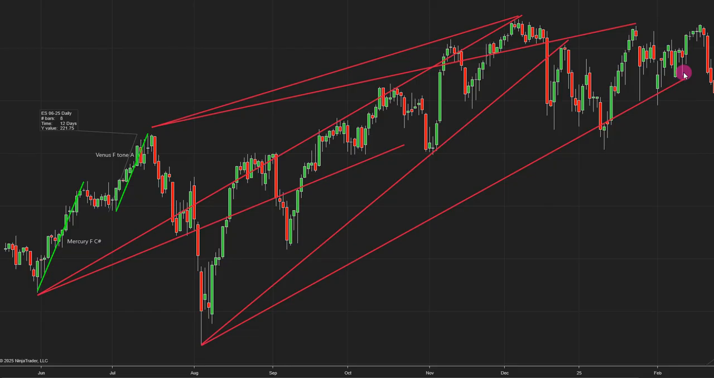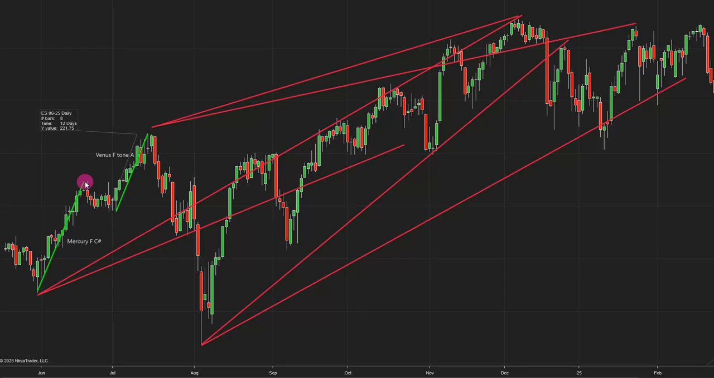For price range, I'm using two different projections. The first one is a Mercury frequency, and it happens to correspond to a C sharp tone. The second one is a Venus frequency, and that corresponds to an A tone, the musical A. The musical A is the frequency here from this low to this high. The C sharp tone is the frequency from this low to this high.